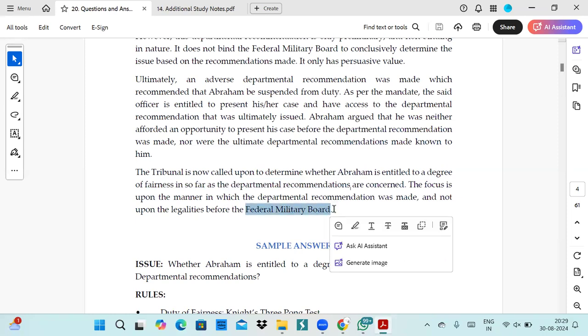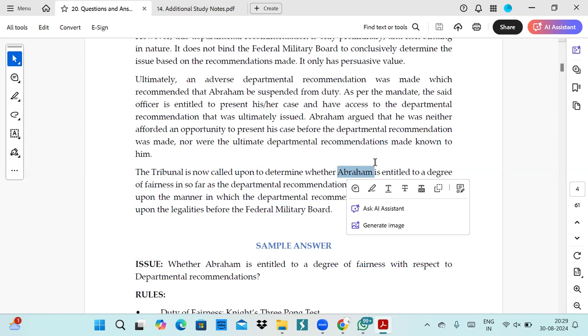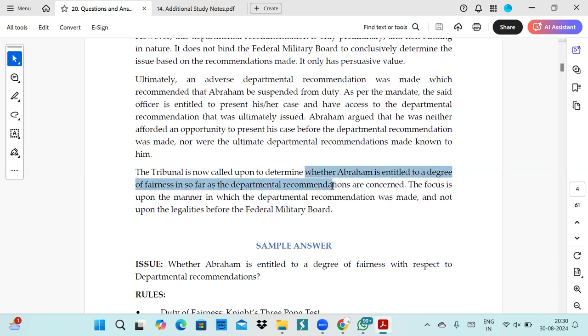So I have the answer to board, or who is the decision maker as well. So decision maker I got to know, the aggrieved party, whether he is entitled, that means he is the aggrieved party. Then we also understood the issue. It is about duty of fairness in making departmental recommendation.